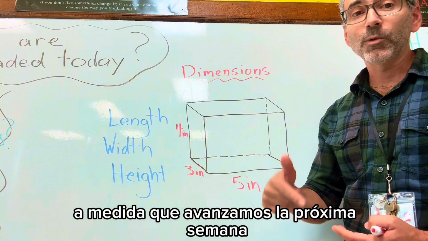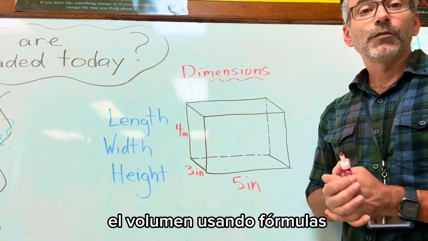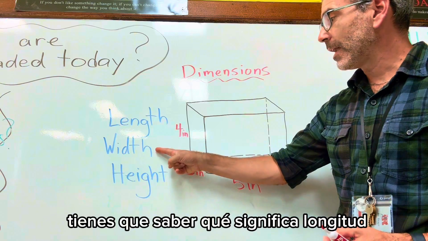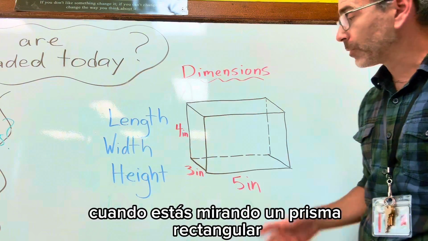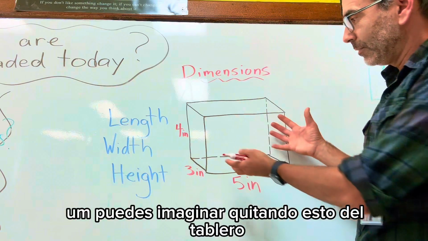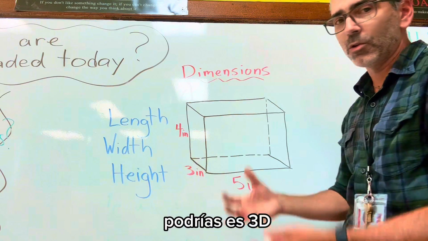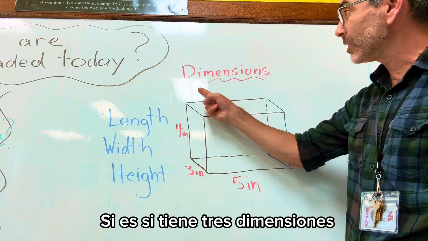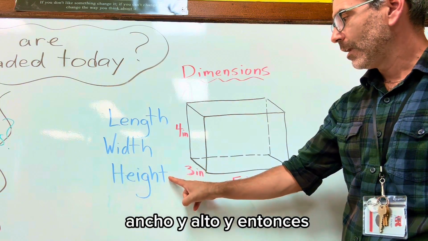get into next week. We're going to get into finding the volume using formulas. And in order to use a formula, you have to know what length, width, and height means when you're looking at a rectangular prism. A rectangular prism is a three-dimensional shape. You can imagine taking this off the board and you could hold it. It's got depth to it. It's 3D, that's what we say. Well, if it has three dimensions, those dimensions are length, width, and height.